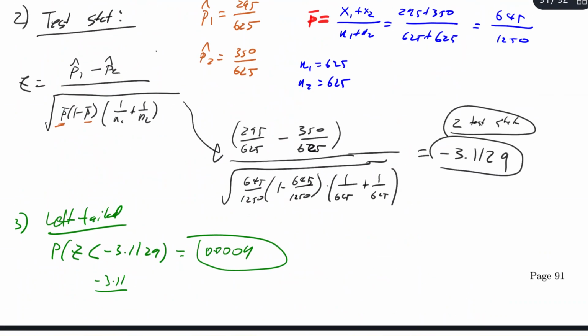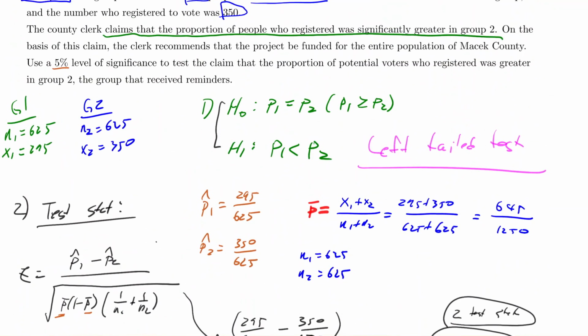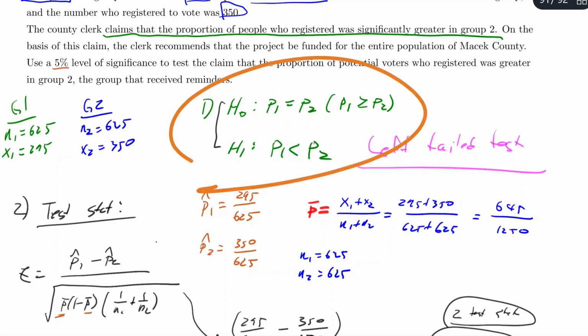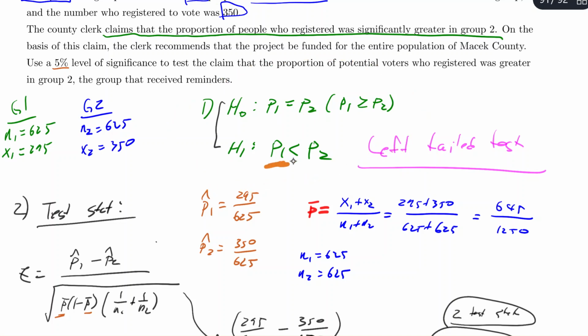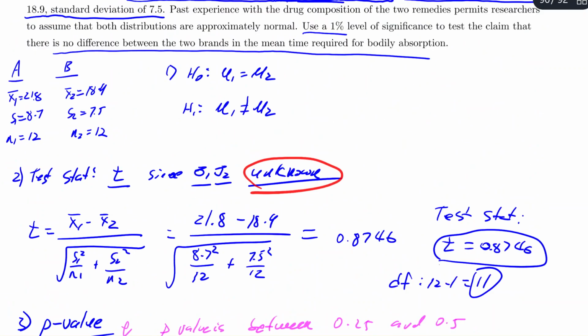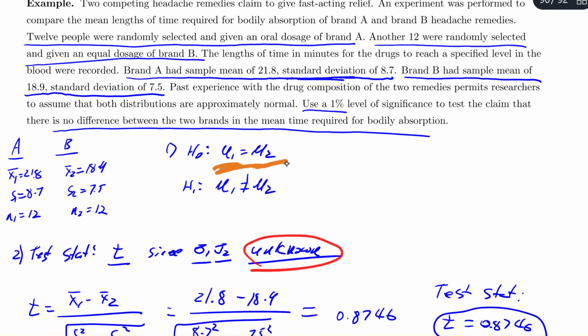And when we set up the statements, like right here, we have two parameters, two proportions, or in the earlier example, two means. We don't see a number here, right? Because we're comparing two means, not a mean to a number.